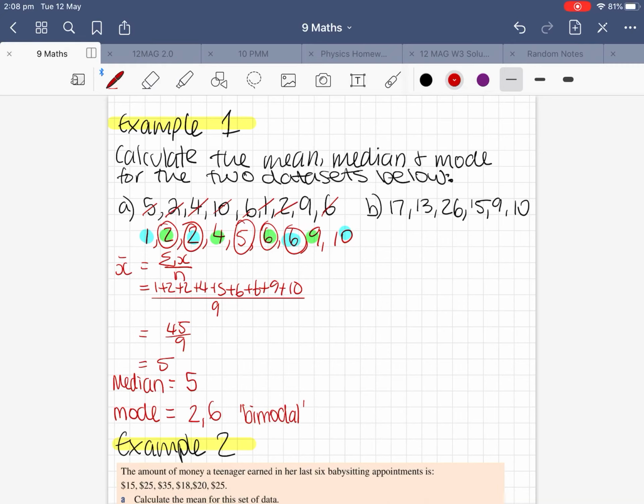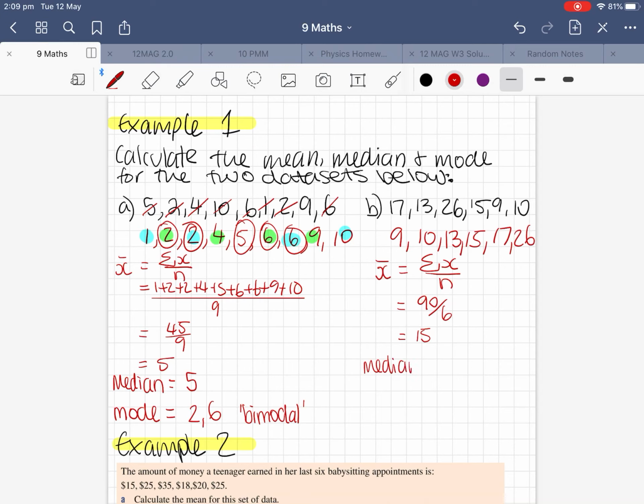Let's have a go at question B. So the first thing I want to do again is arrange these in ascending order. So I've got 9, 10, 13, 15, 17, and 26. I want to find my mean, so I'm going to make sure we write the equation, guys. You cannot skip this step, but I'm going to jump straight to what they all add up to. And they all add up to 90. And altogether, I have 6 of them, which means my mean is 15, or my average is 15 for this data set.